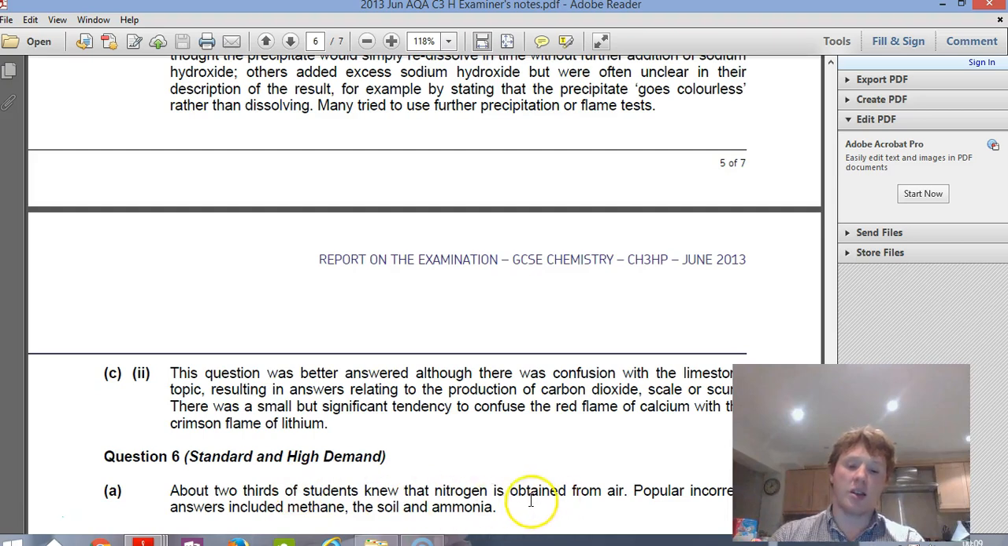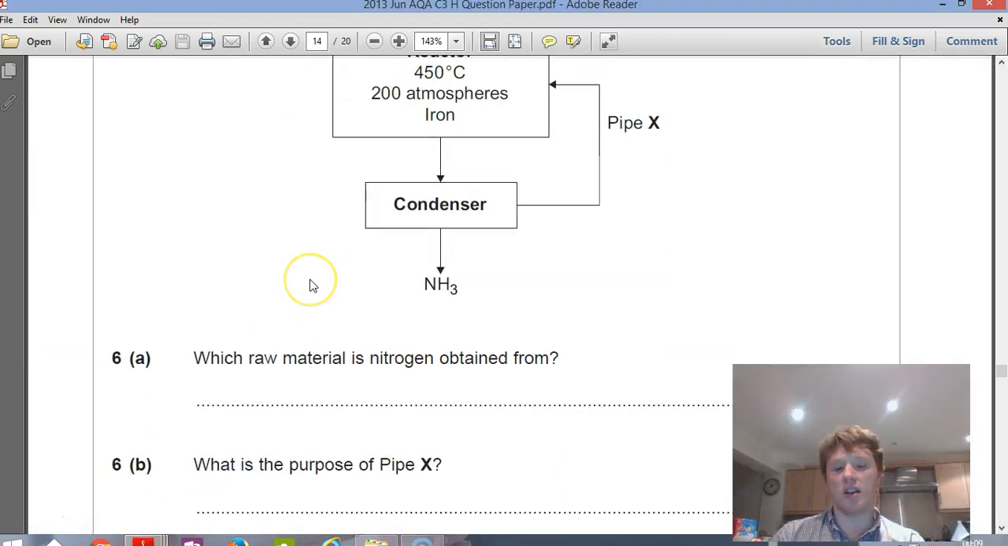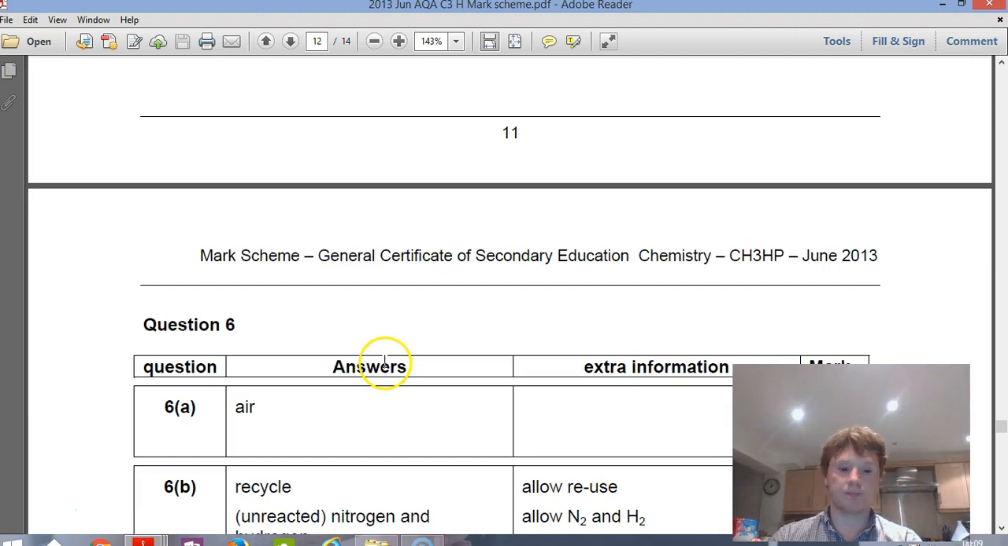2/3 got nitrogen obtained from air. Most include methane, the soil, and ammonia. I think they're thinking about the nitrogen cycle. What is the purpose of pipe X? Go. Well, it's an equilibrium.